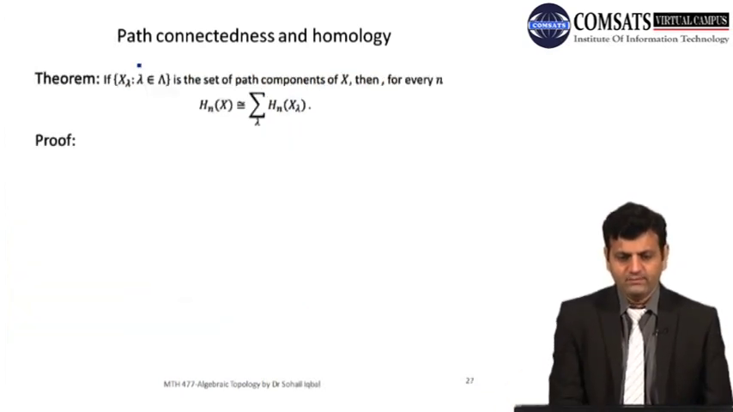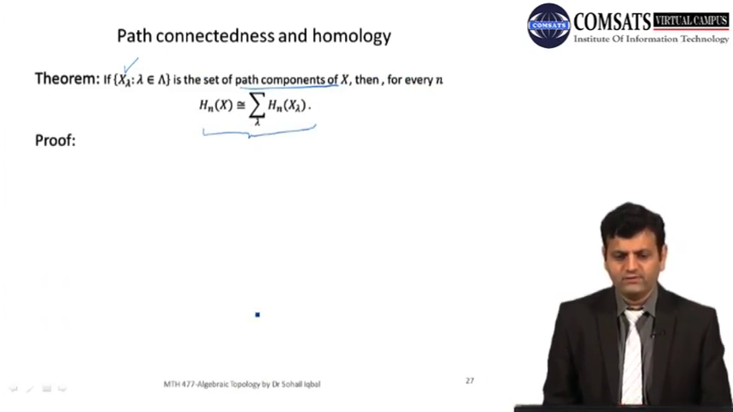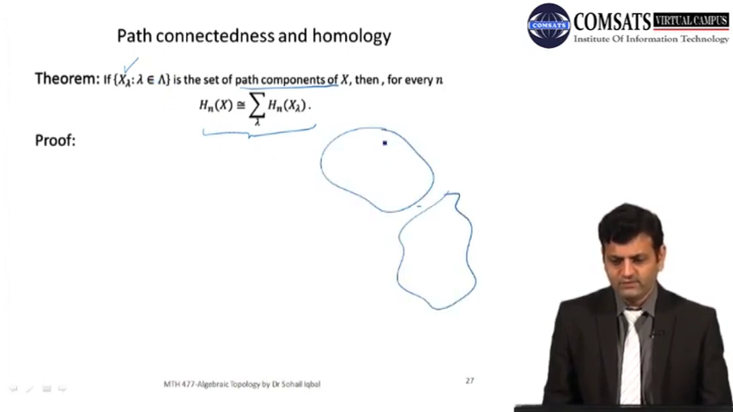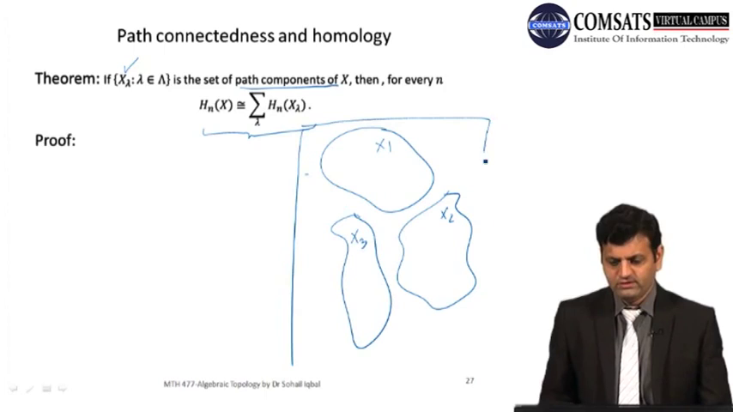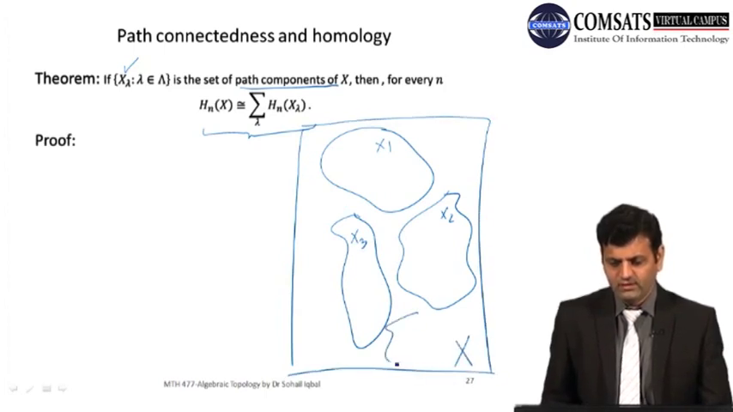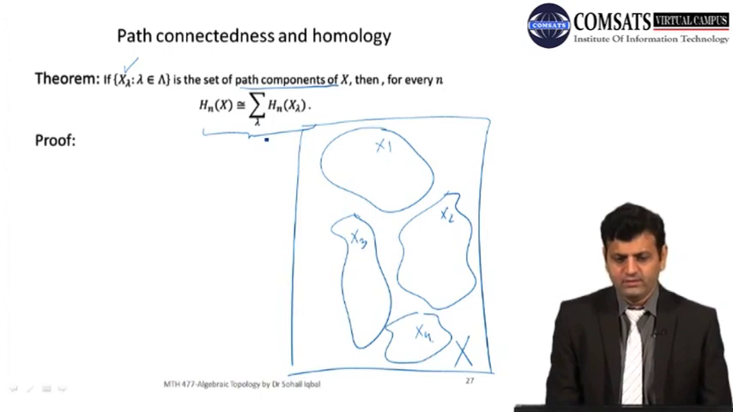If we have path components of X, then for every X we have this result. As you remember, we have already proved this result for simplicial homology as well, and the proof in this case is very simple. What we are trying to prove is that if we have a space X with many components, let's say x1, x2, x3, x4 and so on, then we want to show that the homology group can be written as this sum.